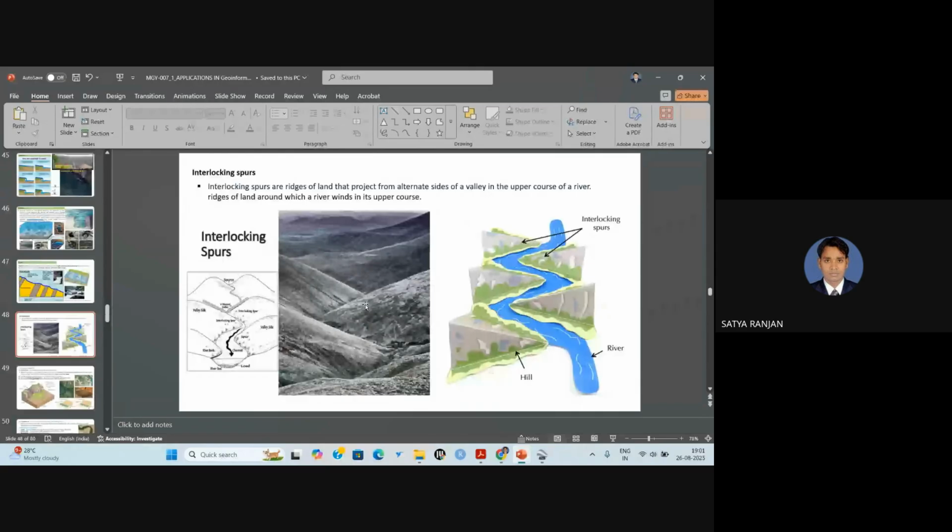So rapids can be identified with the help of satellite images. Which area is the high rapid area or turbulence area? It reflects more because of the whiteness, because it is not calm water; it is turbulent water.